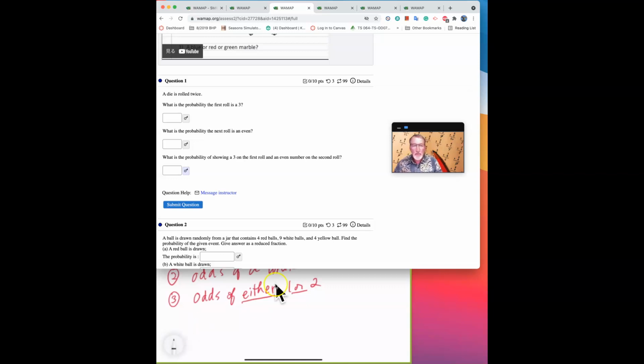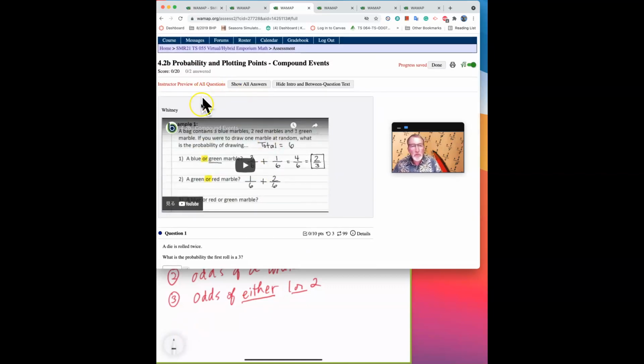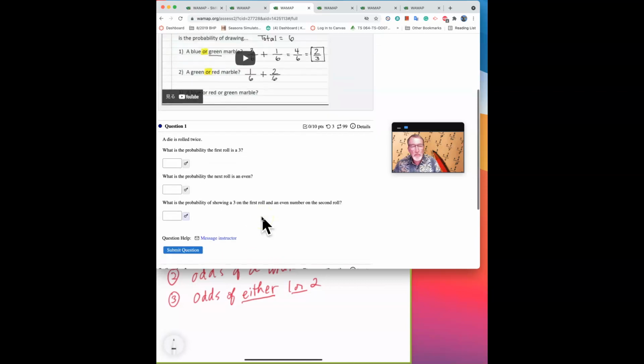Hello everybody. We're going to take a look at Unit 4.2 on probability, and this one is compound events. Let's take a look at the problems.